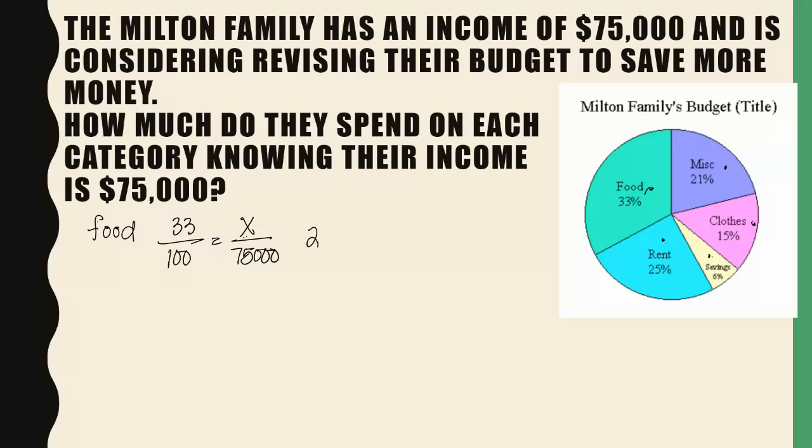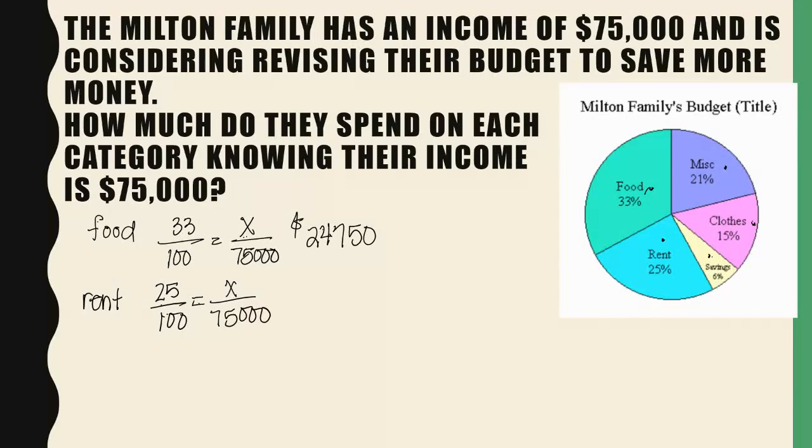And we get $24,750 on food. Then we can do the same for the rest of them. So let's say rent. Rent is 25%. It seems unusual that you would spend less on your rent than you would on your food. Maybe this family eats an awful lot of food. I don't know.